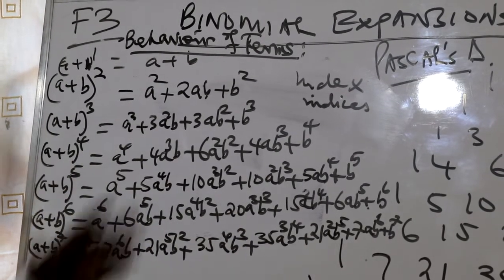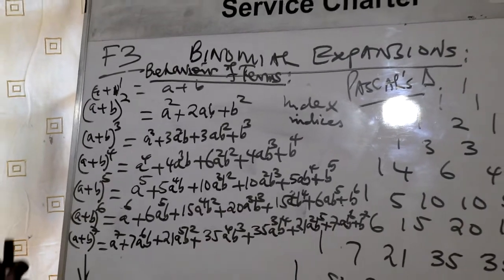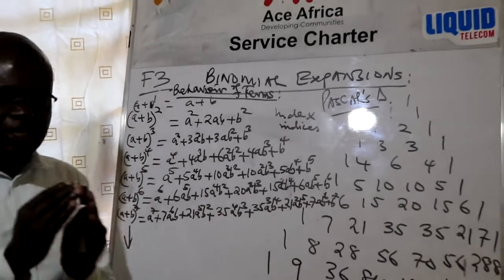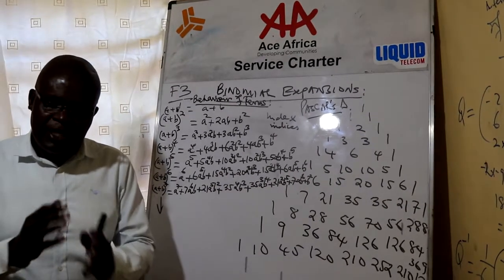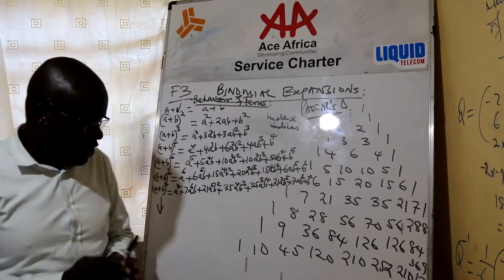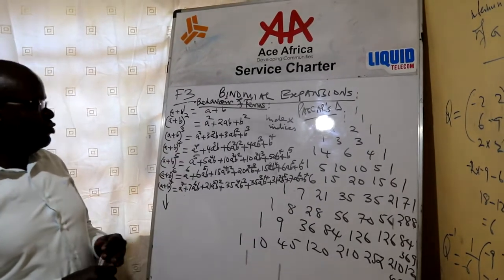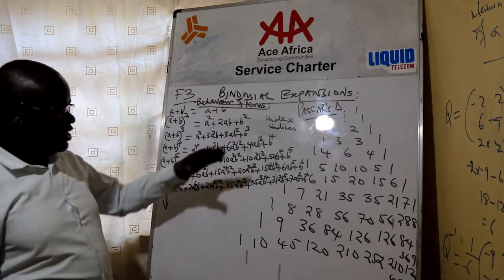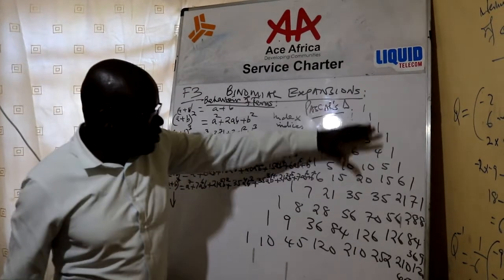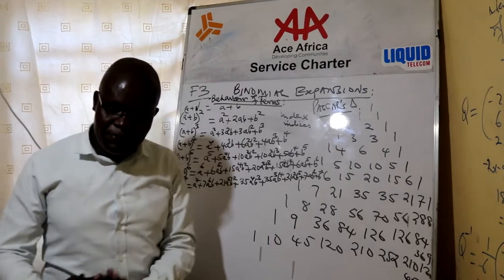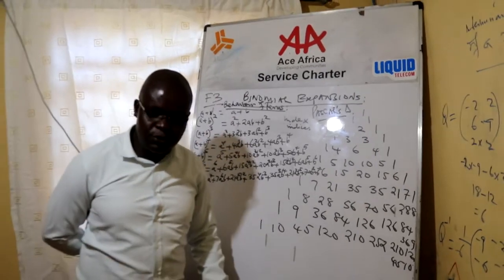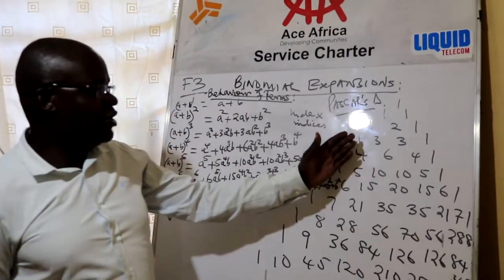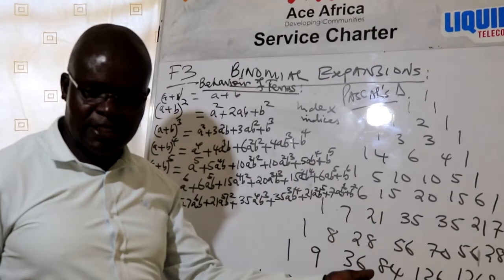So the behavior of terms is such that the powers of the terms should always sum to the external power. That is what you should keep in our minds. The Pascal's triangle has already been made for us. It is in our mathematical tables. And we have also made ours.